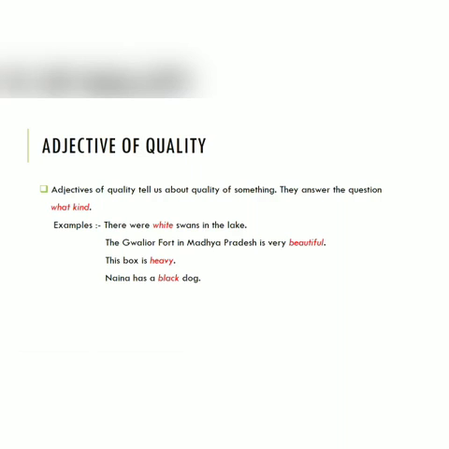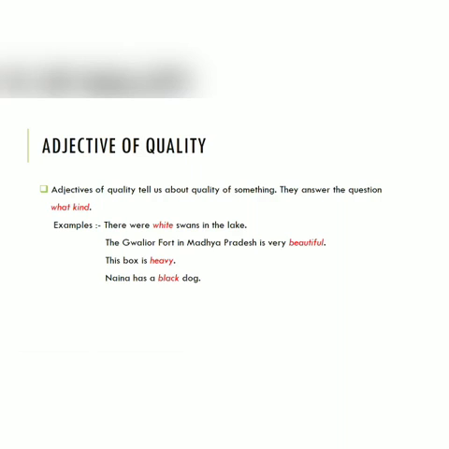When we were discussing the first slide of the definition, I told you that whenever you want to find out the adjectives, we have to ask certain questions to a noun or a pronoun. Now, if we want to find out the adjective of quality, we need to ask this question, what kind, to a noun or a pronoun. Let us be more clear about it through these examples. There were white swans in the lake. Now here the noun is swans. If you ask the question what kind of swans, you will get an answer white swans in this sentence. Thus the word white is an adjective of quality.